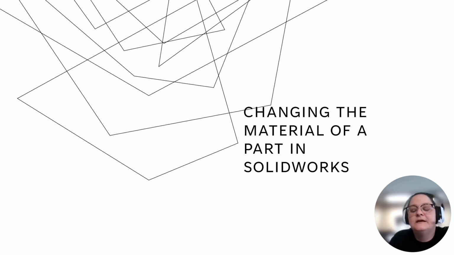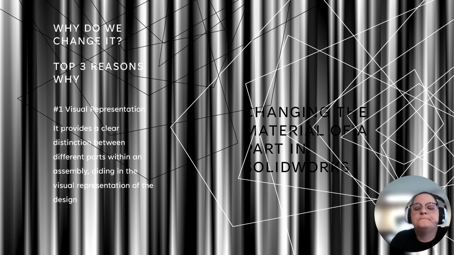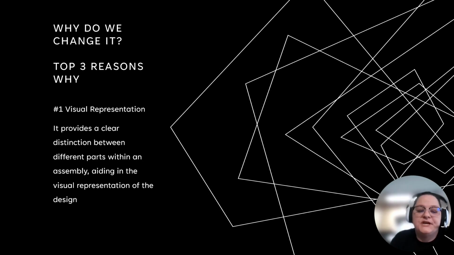Okay. In today's video, I'm going to quickly show you how to apply a material to your part or your model in SolidWorks. SolidWorks provides an extensive library of material types that can be added to parts, and we change those materials for various different reasons. So, why do we change it? Here are the top three reasons why.